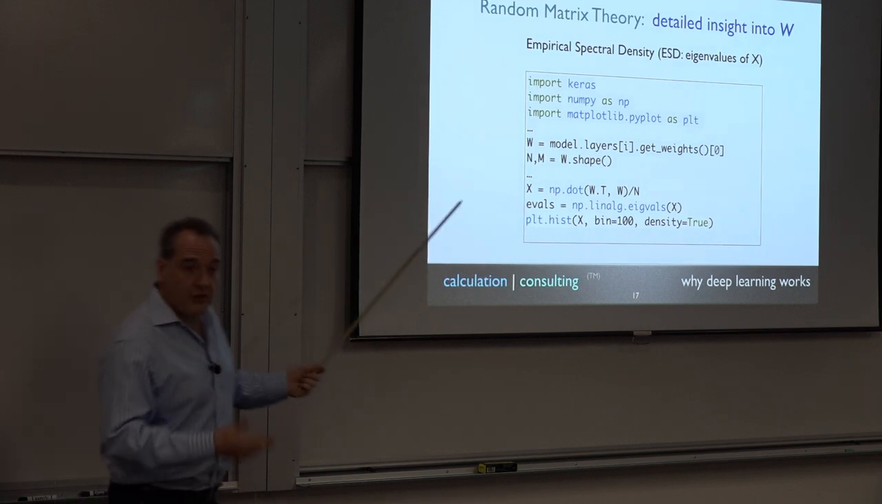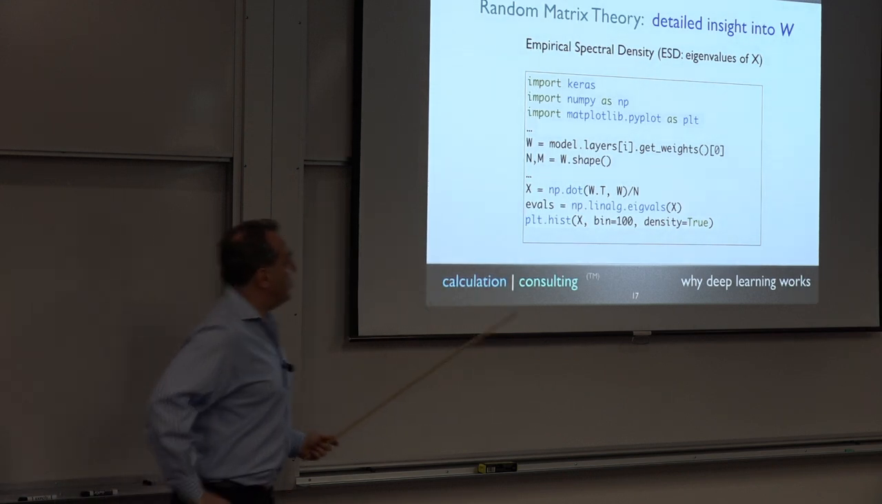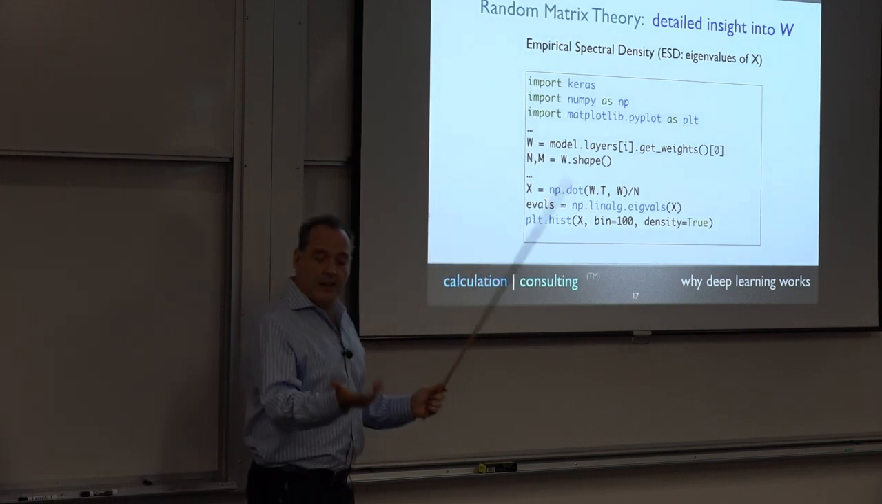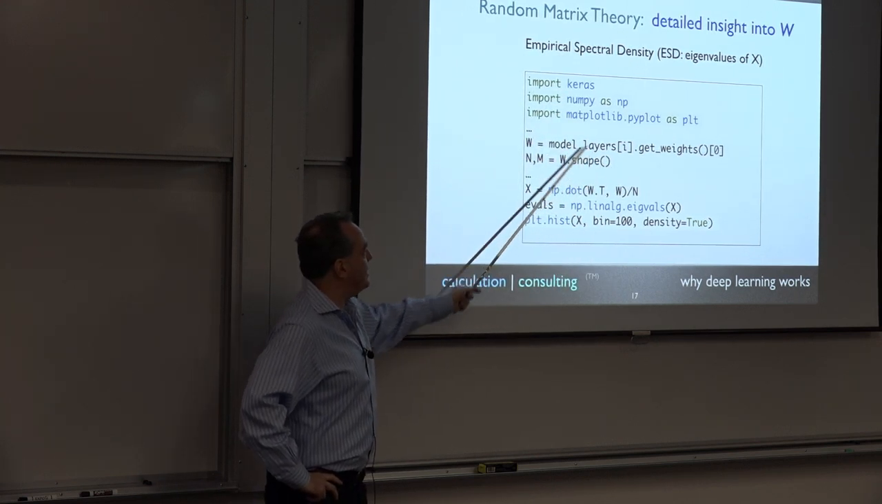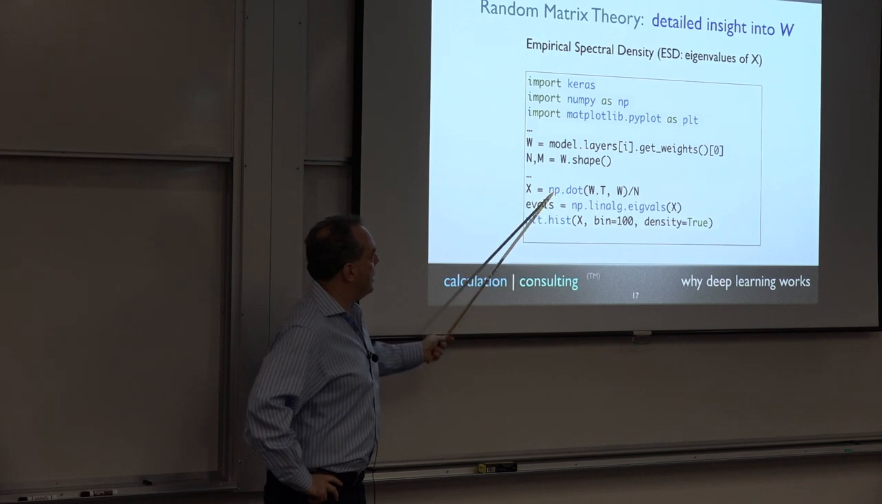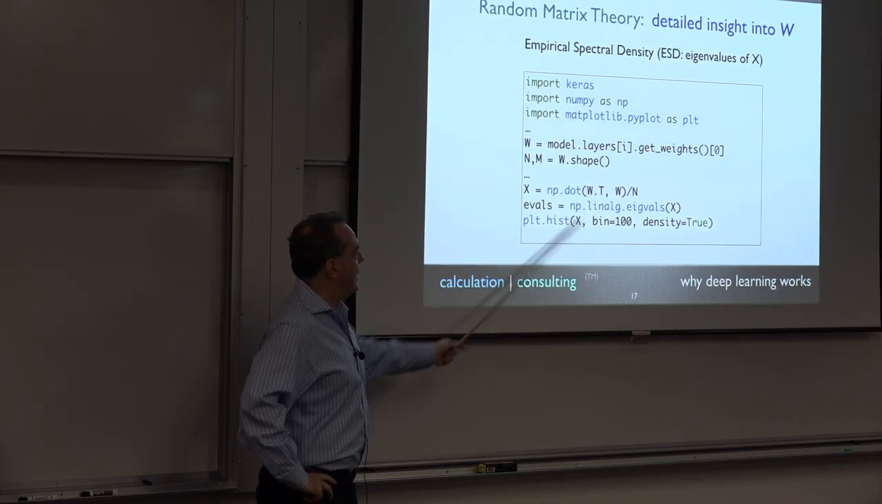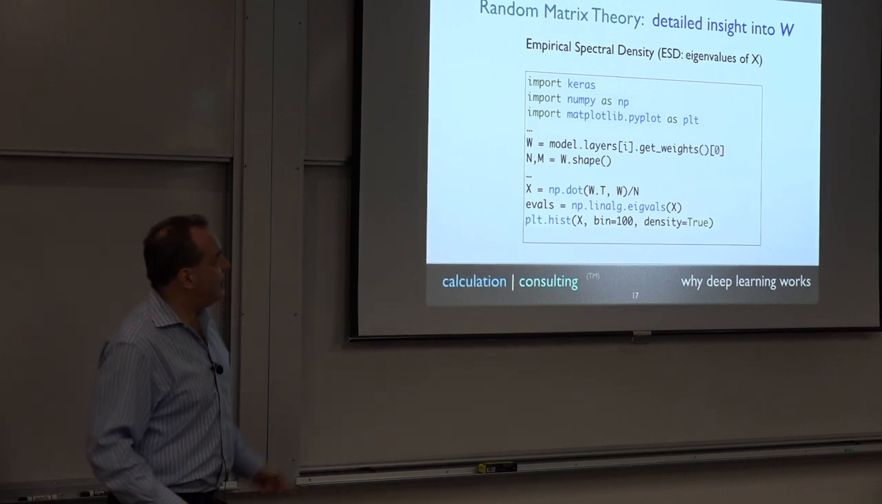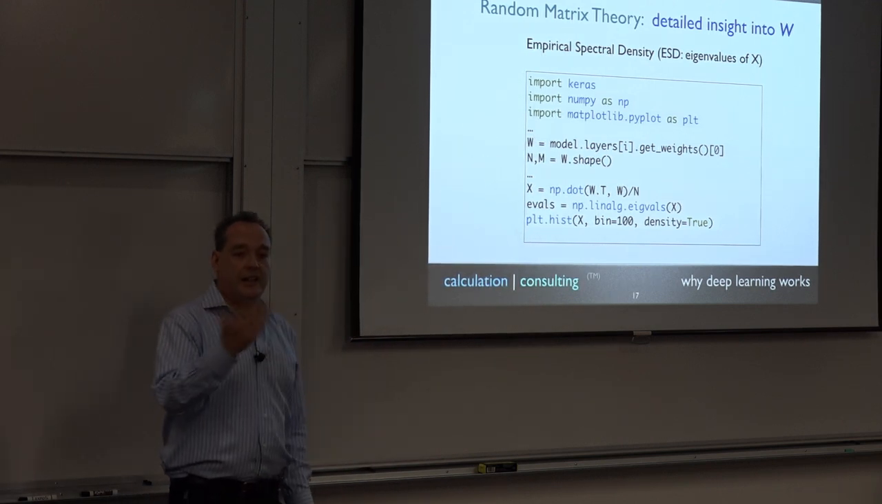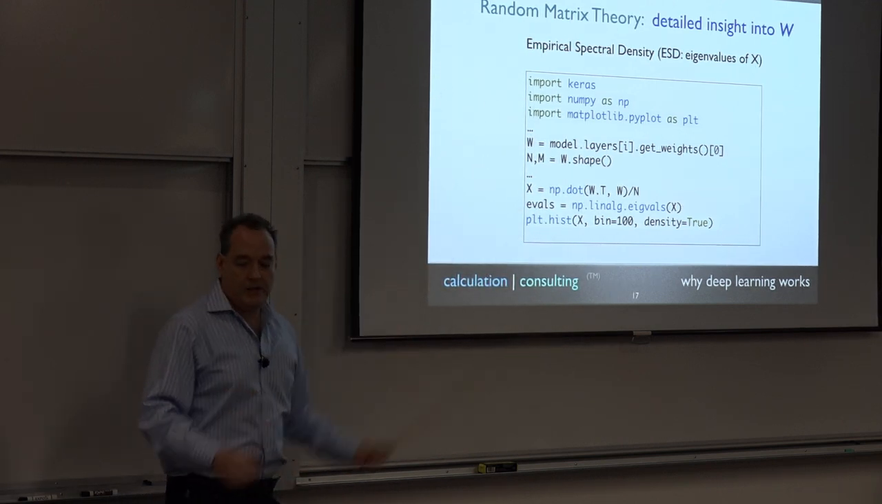Now, again, for those of you who like code, basically all I'm doing here is I'm going to take some pre-trained neural networks, like a model out of Keras. I'm going to get the weights. I'm going to just form the correlation matrix, compute the eigenvalues, and get a histogram. And that's basically what we're looking at. Notice I don't need to look at any of the test data to do this. I'm just looking at the weight matrices directly.